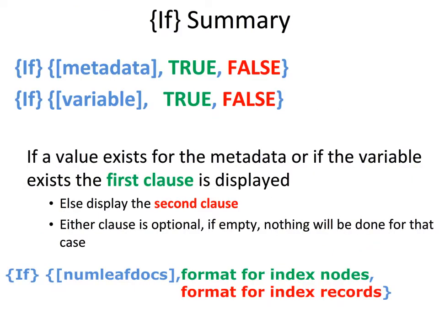Now if can be used with metadata such as DC this or EX that, or it can be used with variables, so the test condition could be one or the other. Typically, as we've seen in indexes, we're using it to determine two sets of formatting instructions, one for the index node and one for the index records.